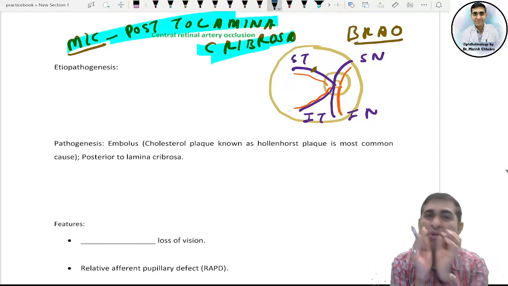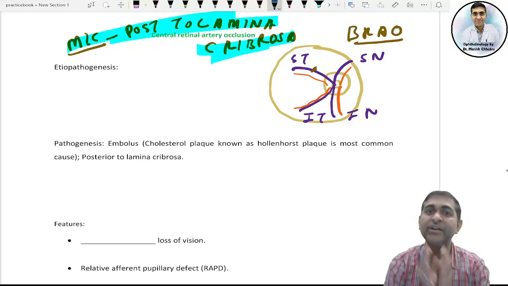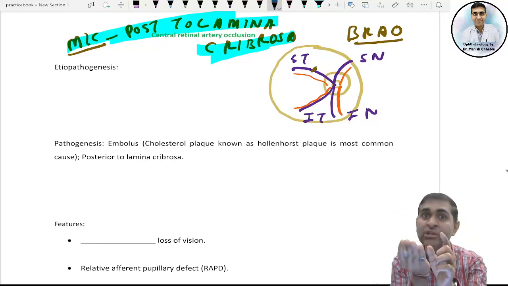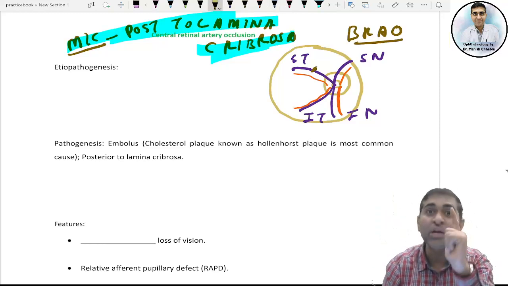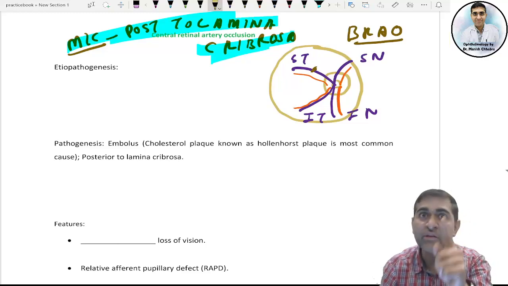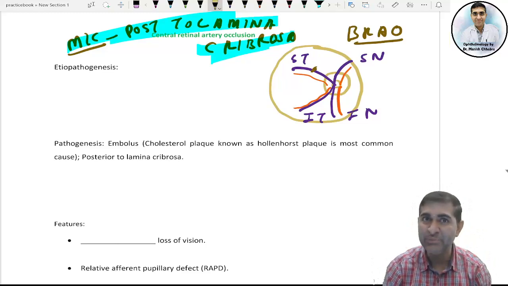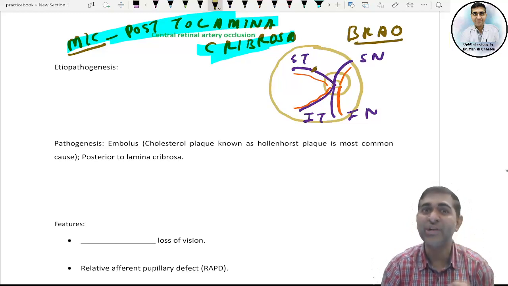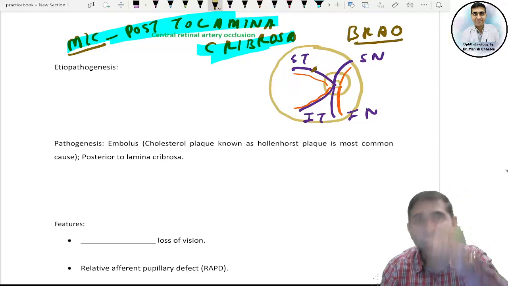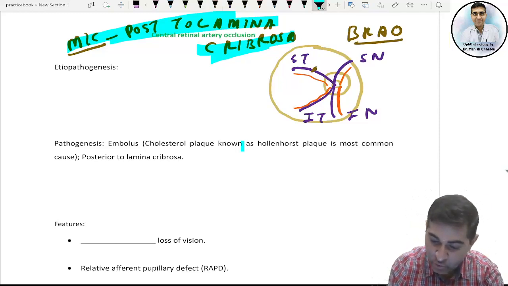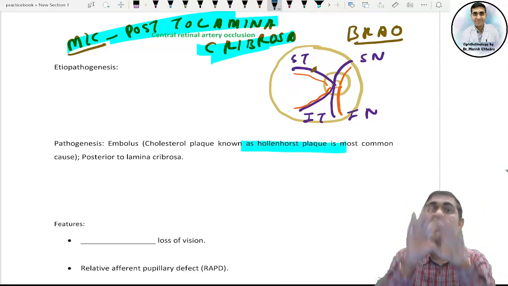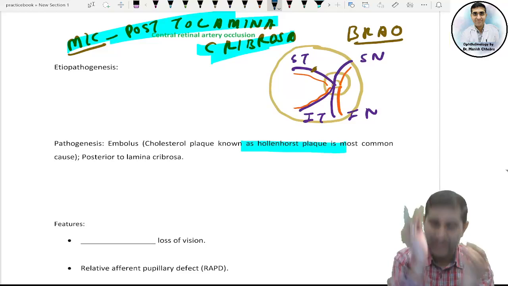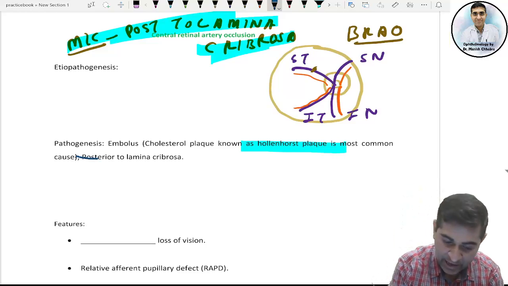Okay, now what is the cause of occlusion of the central retinal artery? That is actually the plaque. Which plaque? There is the Hollenhorst plaque, a typical cholesterol plaque, which tells you that if the patient is having hypercholesterolemia, a high blood cholesterol level, the patient is predisposed to central retinal arterial occlusion. It acts as an embolus which gets stuck and causes the entire blocking of the central retinal artery. Yes, here I have also mentioned it, I am just going to highlight this.